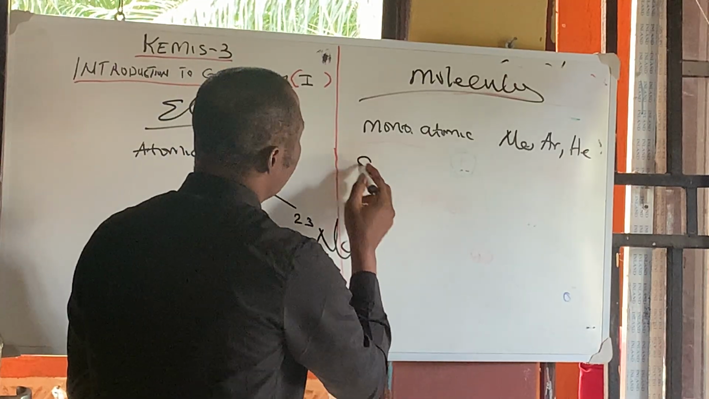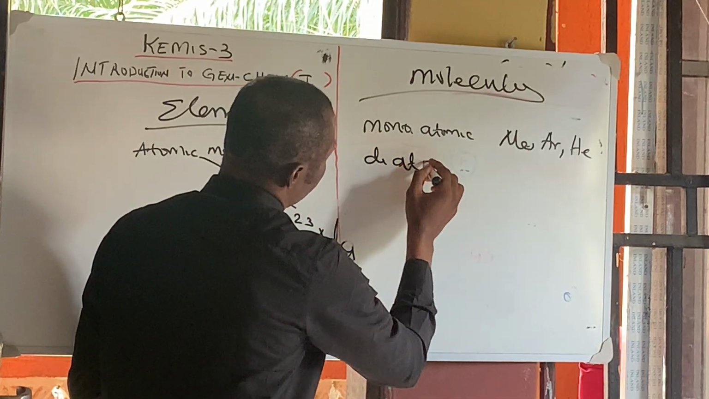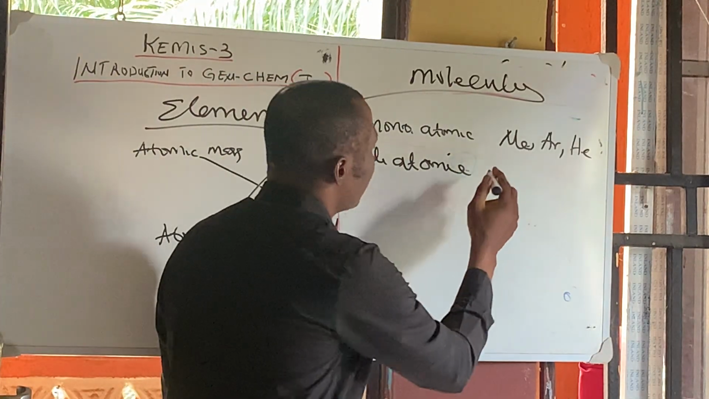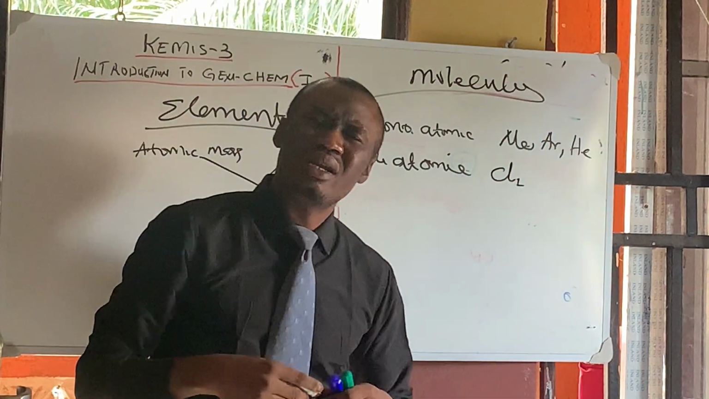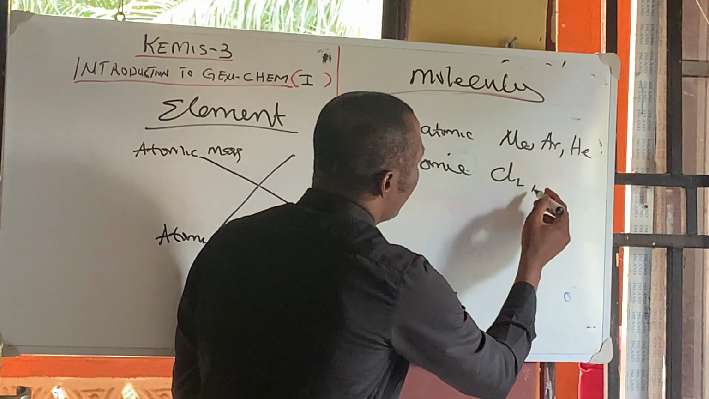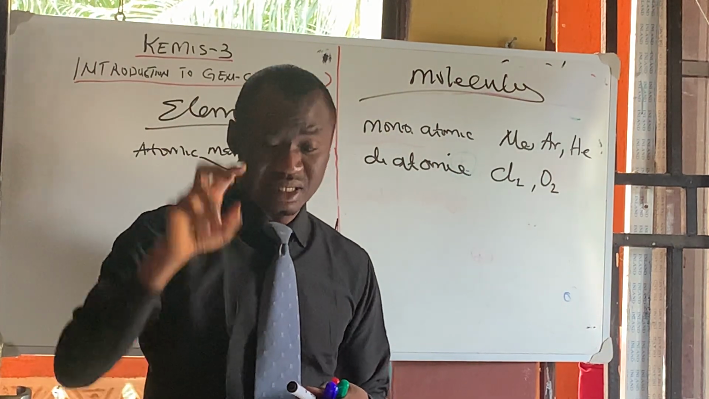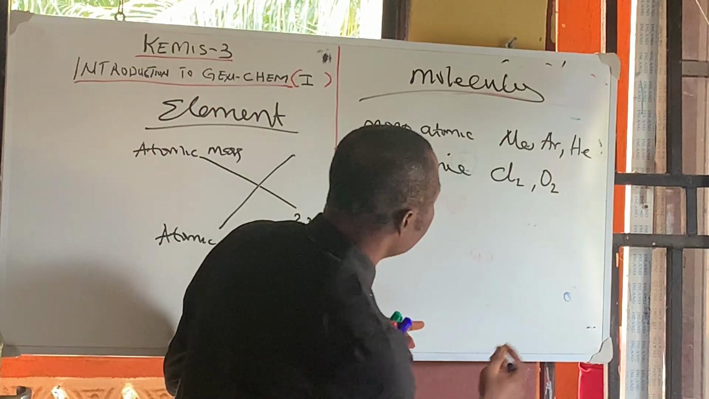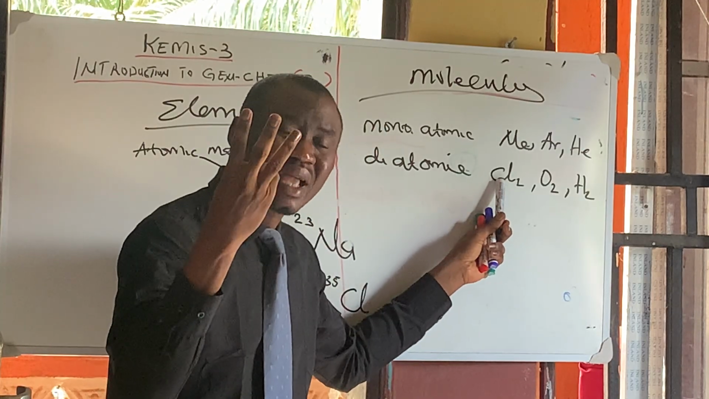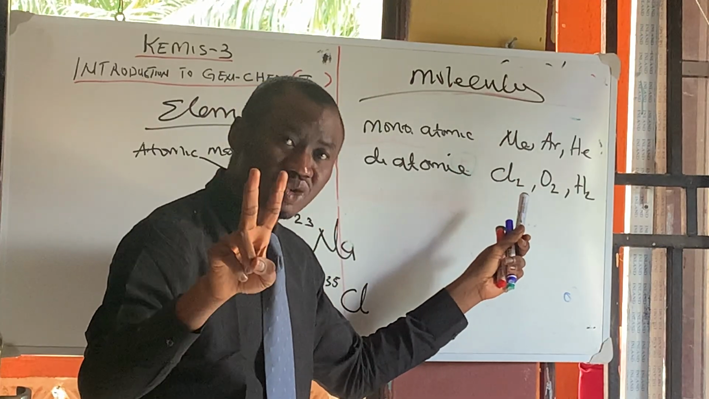But let's have diatomic. We have diatomic molecules, like chlorine. Why is chlorine called a diatomic molecule? Because it exists in 2. Now, we have another one. Oxygen is also a diatomic molecule. Why? Because it exists in 2. And then we have other ones. We have hydrogen. That's a diatomic molecule. Why? Di, 2, tri, 3, tetra, 4. So this is monoatomic molecule, 1. Diatomic molecule, 2. You understand that?